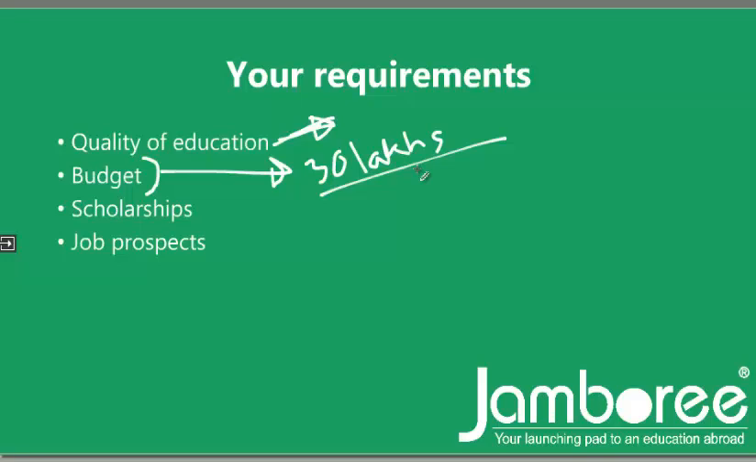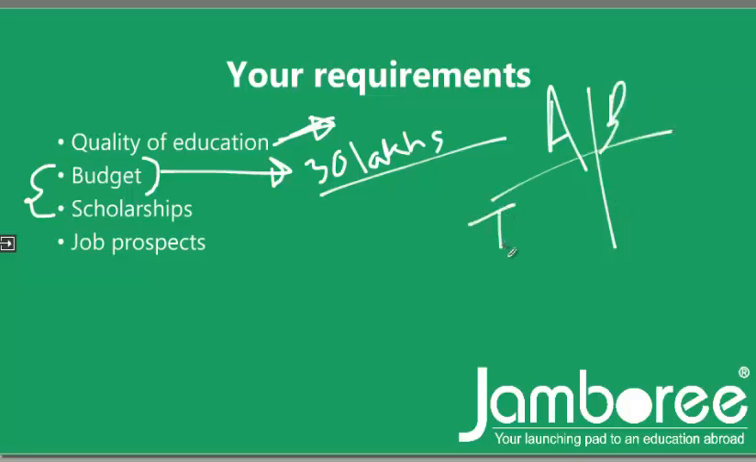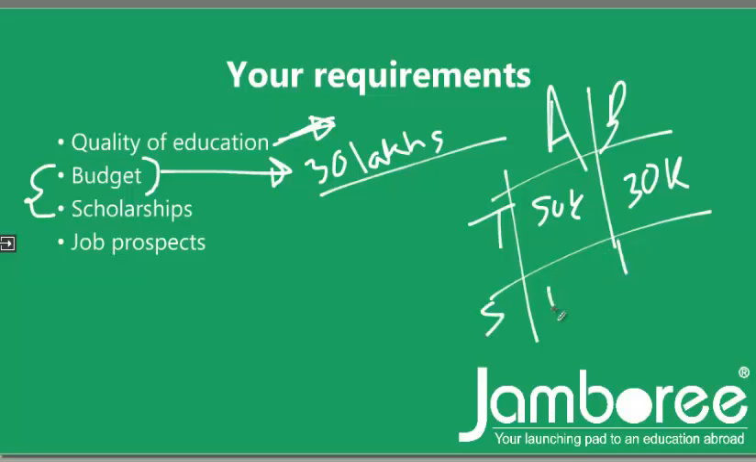Okay, so now your budget and scholarships are interrelated, right? In the sense that people look at scholarships to give them additional budget. Now students usually come to us and say that, okay, I want to go to a college which gives scholarships. Now that's a wrong question to ask. Let's say there are two universities, University A and University B. In University A, the tuition is let's say $50,000, and in University B, the tuition is $30,000. Now let's say University A gives you a scholarship of $10,000, but University B does not give you any scholarship. Even then, University B will turn out to be cheaper for you, right?